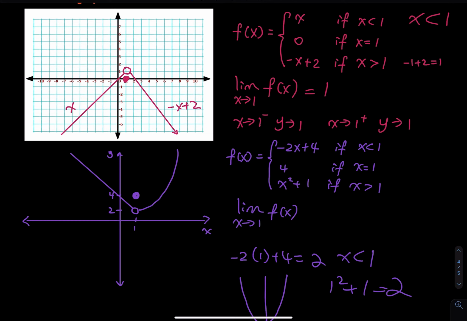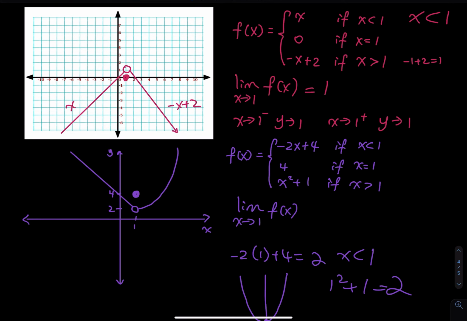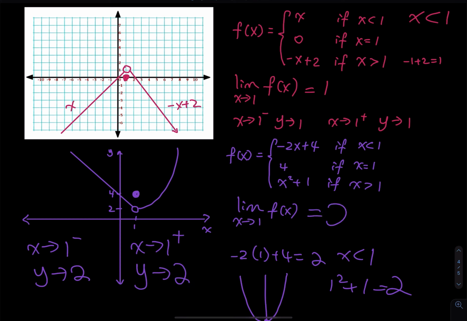All right. So now what happens when x approaches 1? As x approaches 1 from the left, and as x approaches 1 from the right. From the left hand side, we have y approaches 2. Right hand side, we also have y approaches 2. So overall, the limit is equal to 2. So that's all we have to answer.